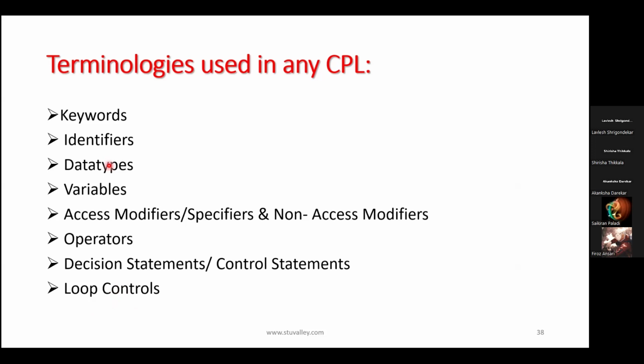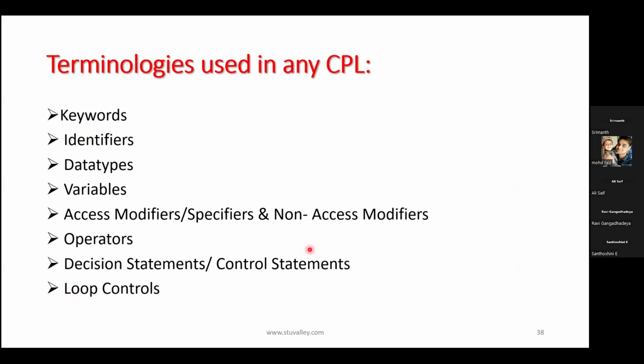Okay. So any programming language has a few terminologies. Any programming language, it can be C, C++, Java, Python, every programming language has the same terminologies used. The purpose is also the same. Only a little bit of difference is there: new data types, new variable types, etc. So the terminologies are keywords, identifiers, data types, variables, access modifiers, specifiers, non-access modifiers, operators, decision statements, control statements, loop controls.